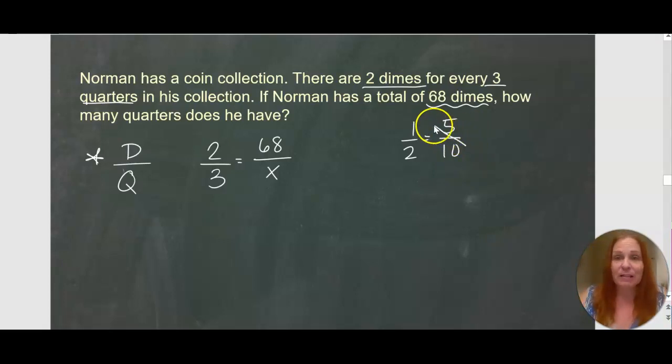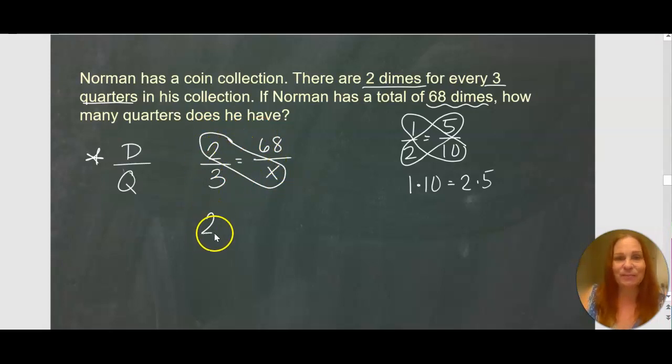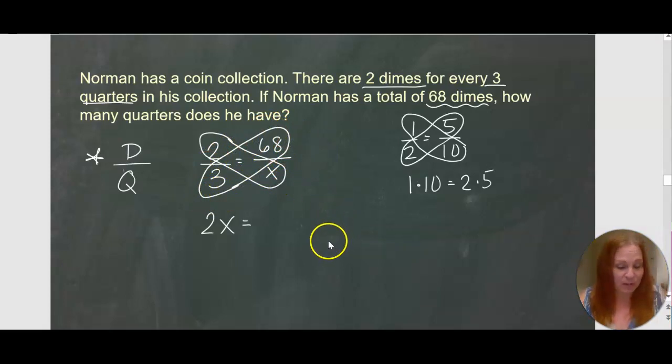That means that 1 times 10 equals 2 times 5. Right? The cross products are equal. That's what we're going to use to solve this proportion. So we know from this proportion that 2 times x, which we write as 2x, is going to equal 68 times 3, which I'm going to do on my calculator.